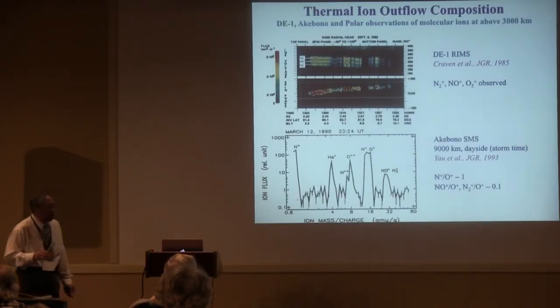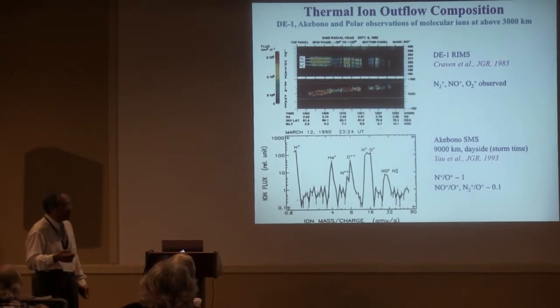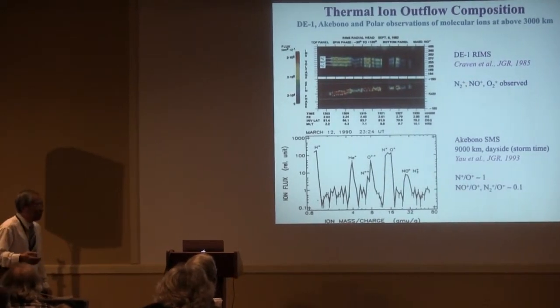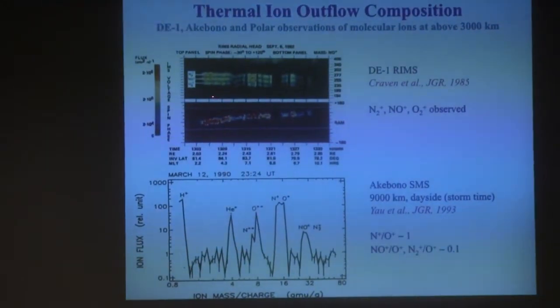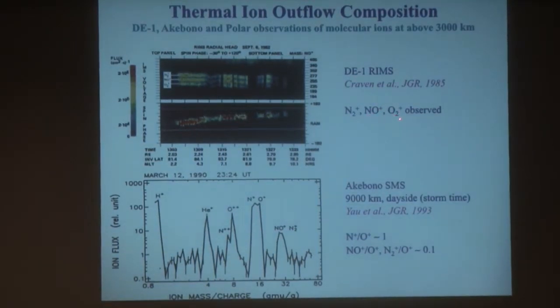Now, an important and interesting aspect of thermal outflow is the variability of its composition. Certainly on DE1, on Akebono, and on Polar, where there are capabilities to observe the composition of outflowing ions in detail, we sometimes observe molecular ions above 3,000 kilometer altitude, and also frequently observe quite variable ion composition ratios. The top panel in this slide shows an example from Craven et al. of DE1 RIMS data during a magnetic storm in 1982, when N+, molecular NO+, and molecular O2+ ions were all observed and quite clearly resolved.